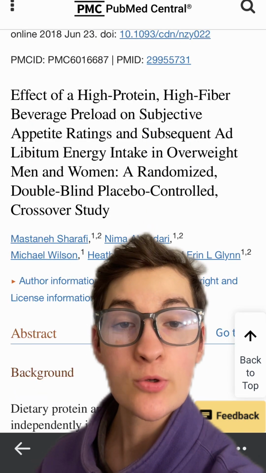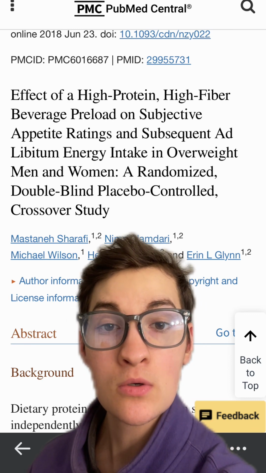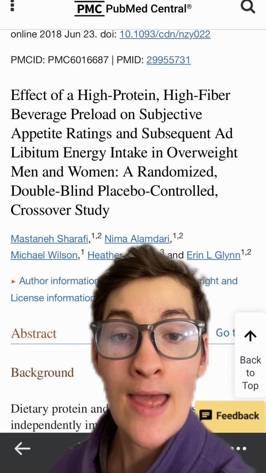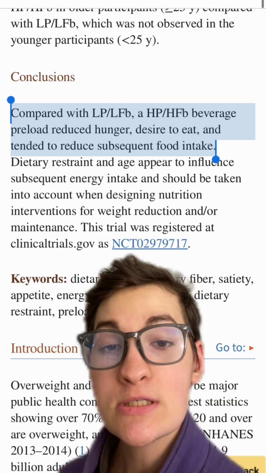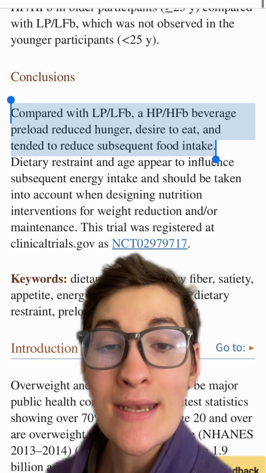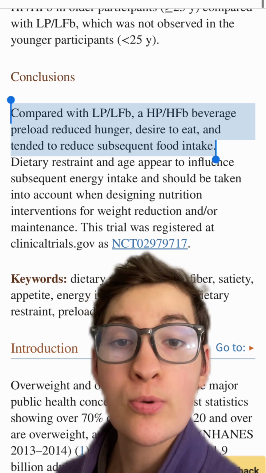We also see that protein and fiber, especially when provided prior to the main meal, induce early meal satiation, in which an individual eats less at that given meal. And as we will discuss, a high fiber, high protein meal is uniquely satiating, in which it will suppress our appetite for much longer than a low fiber, low protein meal.